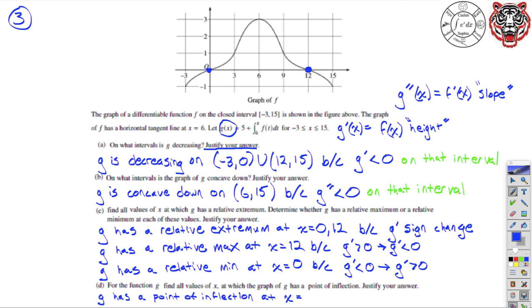So Joy, where's the point of inflection? At 6. Yes. And what's your reasoning? Isn't it G double prime? Yeah, something with G double prime sign change. Yeah, G double prime sign change. Perfect, and that's number 3.